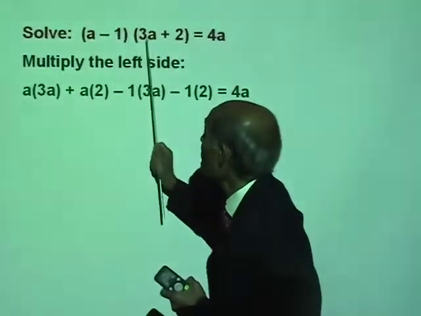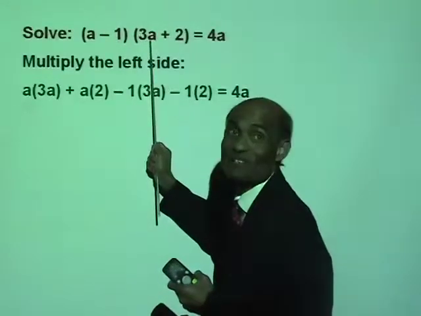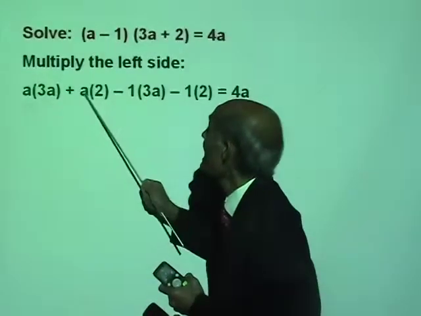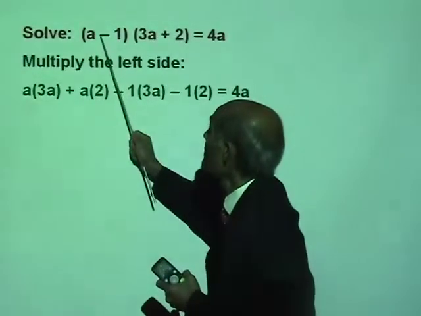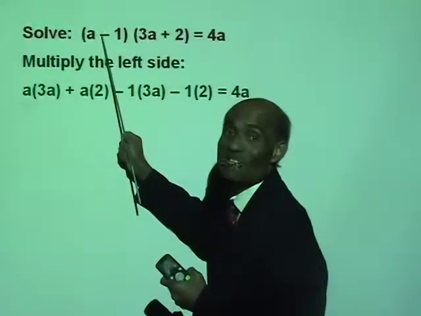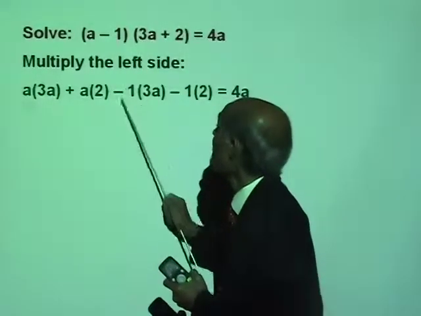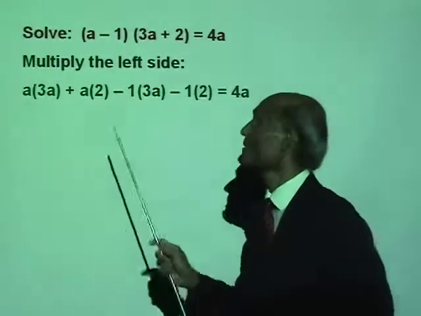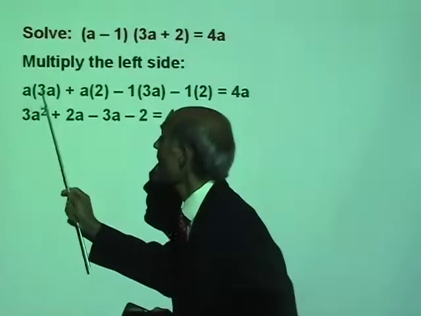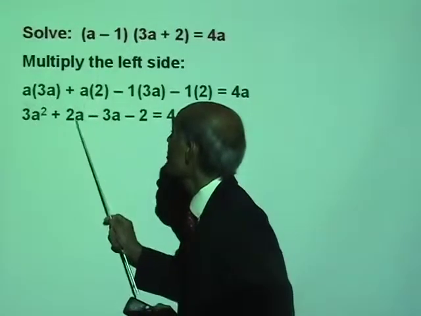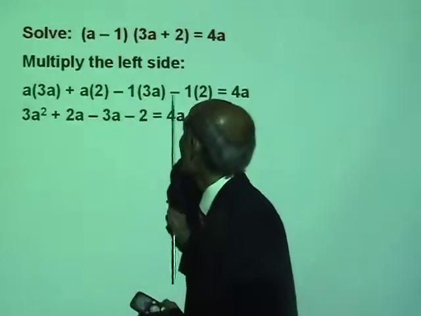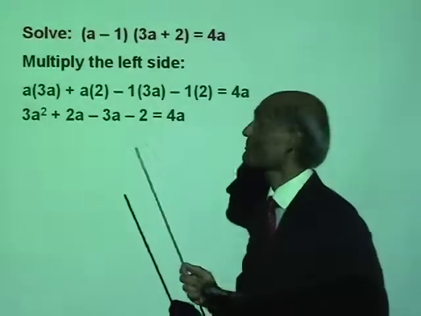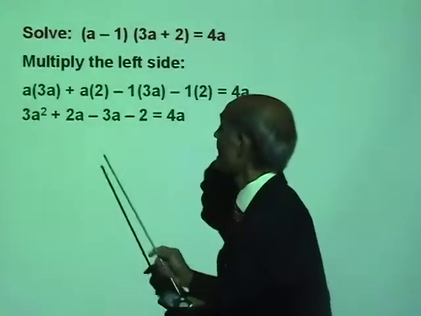First multiply both of the terms of the second binomial by a. A times 3a plus a times 2. Then multiply both of these by negative 1. Minus 1 times 3a minus 1 times 2 equal to 4a. Alright? That will be 3a squared plus 2a minus 3a minus 2, alright, equal to 4a. Now simplify the left hand side again.